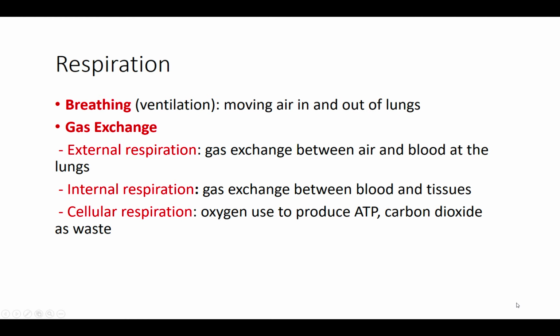The process of respiration consists of breathing, or ventilation, which is the movement of air in and out of the lungs, and another part called gas exchange. Gas exchange happens in different places all over the body. There is gas exchange between the air and the blood at the lung tissue, at the alveolar sac, and that is called external respiration.